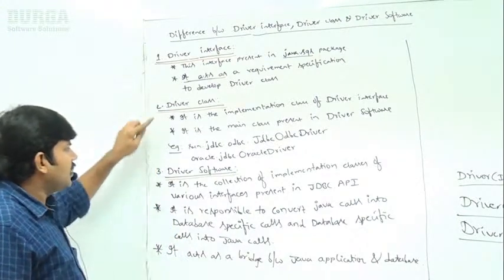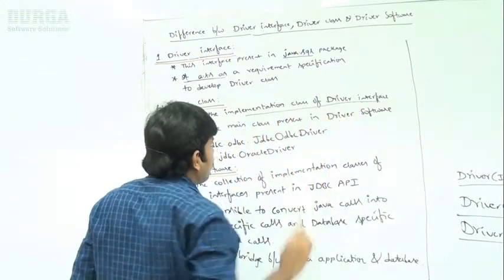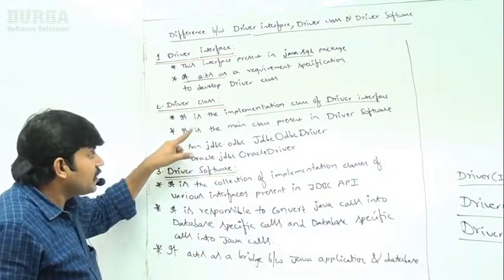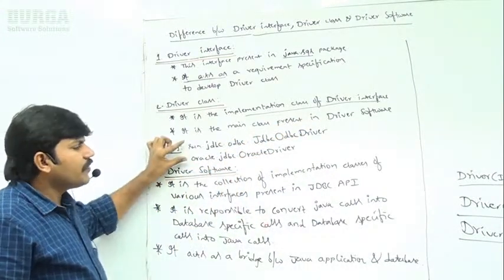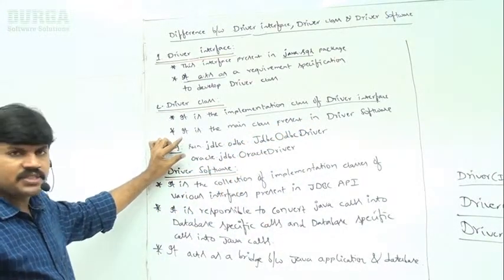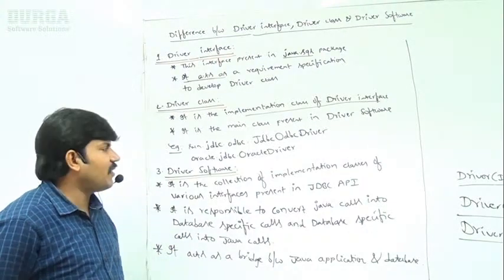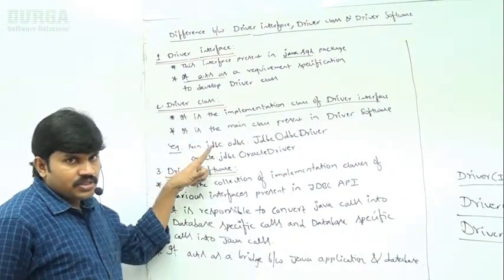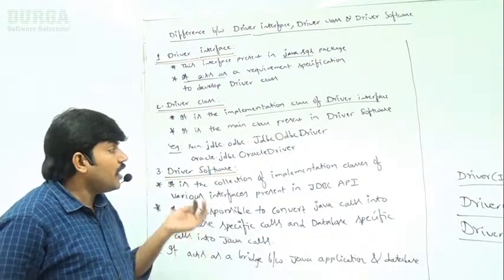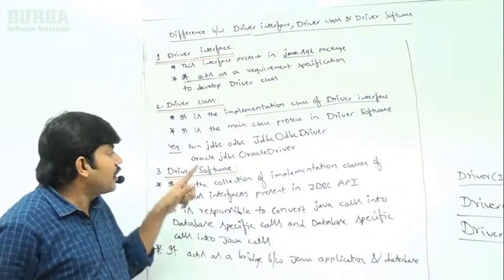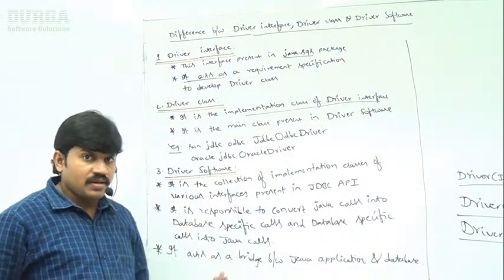Okay. Next one, sir, driver class. It is the implementation class of the driver interface. It is the main class present inside driver software, sir. If you want an example for the driver class, the best example: for type 1 driver software, the corresponding driver class name is sun.jdbc.odbc.JdbcOdbcDriver. If you want type 4 driver, oracle.jdbc.OracleDriver. Clear, right? Okay.